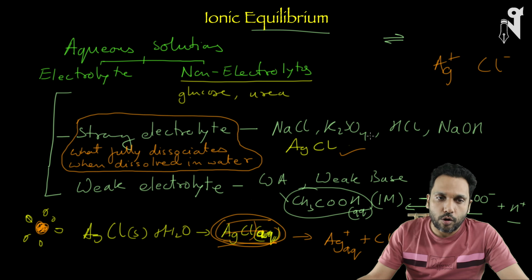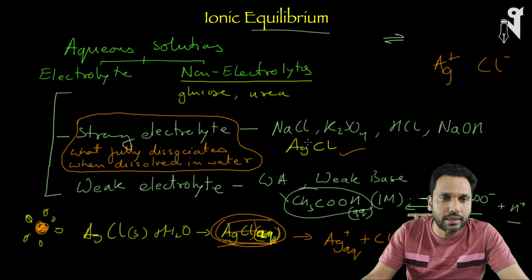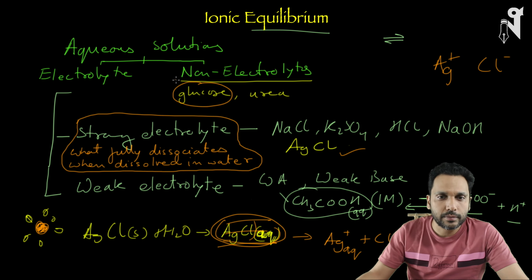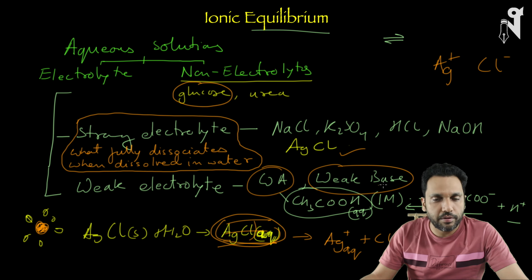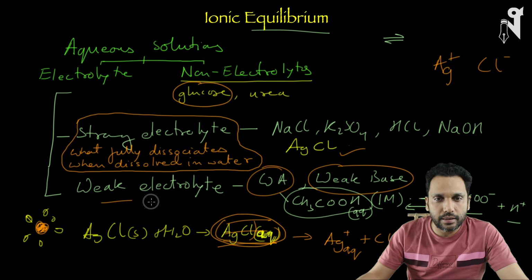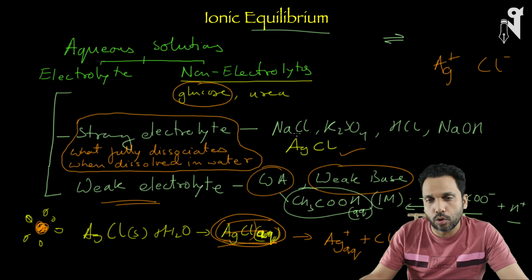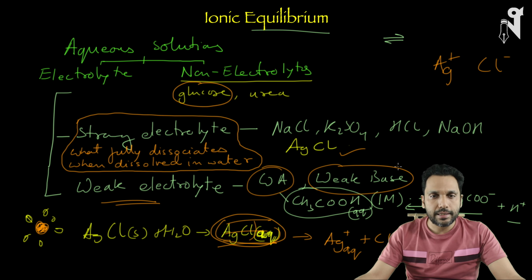But if I talk in terms of how much of the thing dissociates in solution, then this glucose doesn't dissociate at all, non-electrolyte. We have our weak acids and weak bases which dissociate a bit, maybe 5%, maybe 10%, maybe 2%. So those are weak electrolytes, and then these dissociate fully. Salts when dissolved dissociate fully. So I hope you got the point.